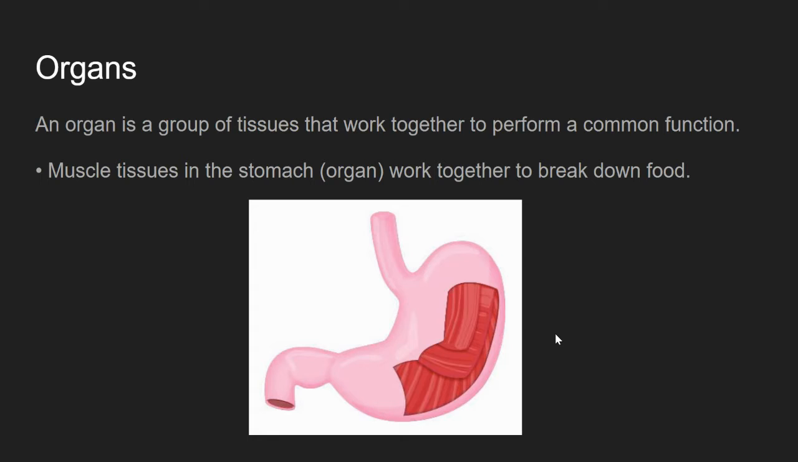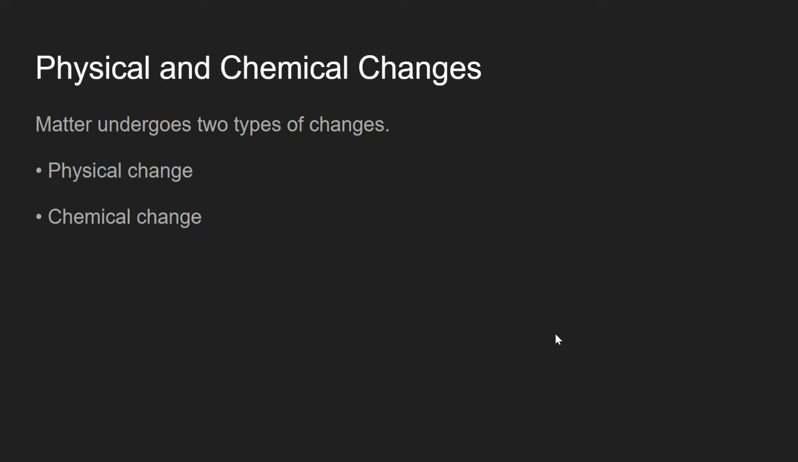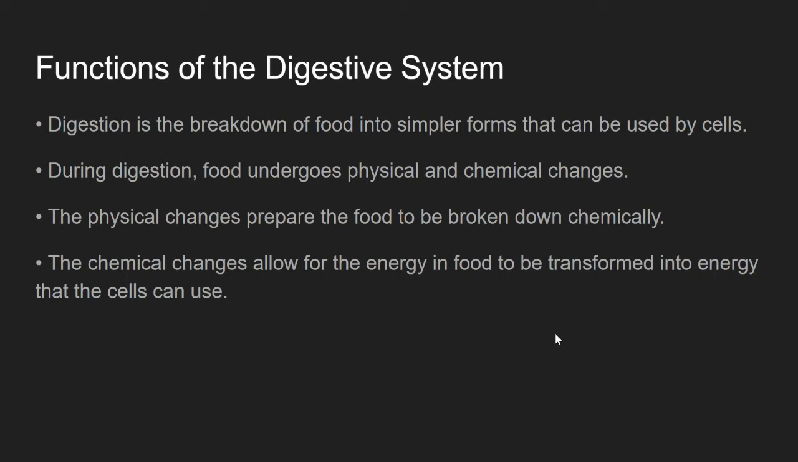Just some review here for you. An organ is a group of tissues that work together to perform a common function, and muscle tissues in the stomach work together to break down food. Now, matter undergoes two types of changes: physical changes and chemical changes, and they're both going to occur when we eat. Now, digestion is the breakdown of food into simpler forms that can be used by cells.